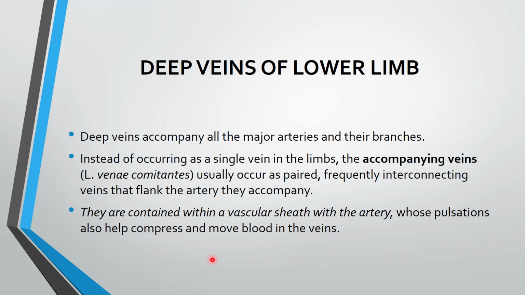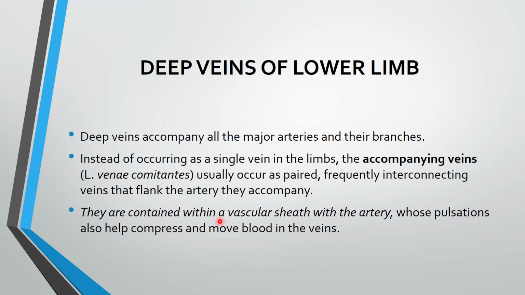These were the superficial veins. Now we will discuss some of the deep veins of the lower limb. Deep veins accompany all the major arteries and their branches. They are present deep to the deep fascia. Instead of occurring as a single vein in the limbs, the accompanying veins usually occur as paired, frequently interconnecting veins that flank the artery they accompany.